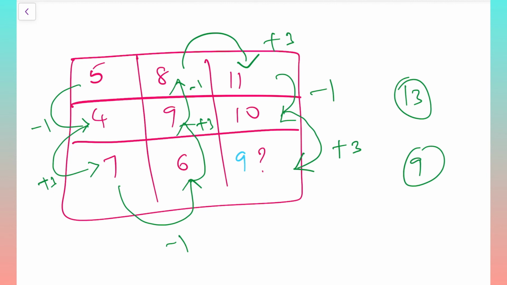If you observe this pattern, I am going nicely like this. From here I am coming, here I am going, and here I am coming. So that is the logic. Minus 1 plus 3, minus 1 plus 3, minus 1 plus 3, minus 1 plus 3. So 10 plus 3 is 13.